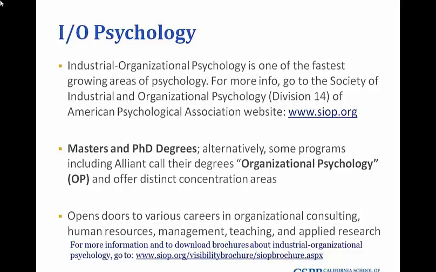Here's another link at the bottom of this slide which gives you more information about SIOP and different careers. If you go to this website, you will be able to get more information about careers in IO psychology.